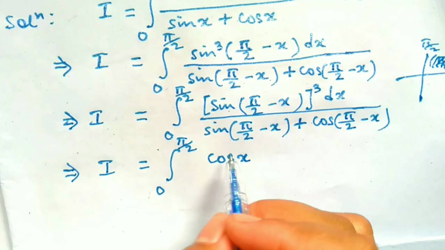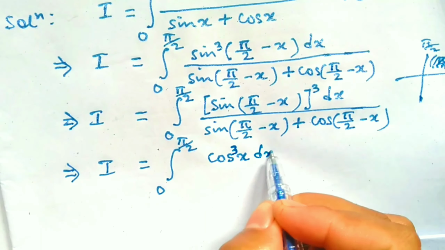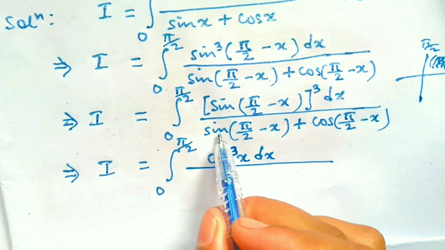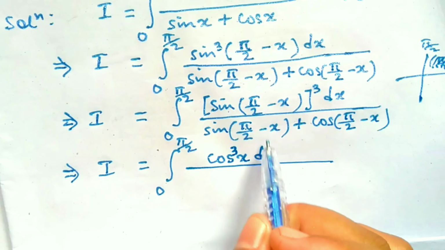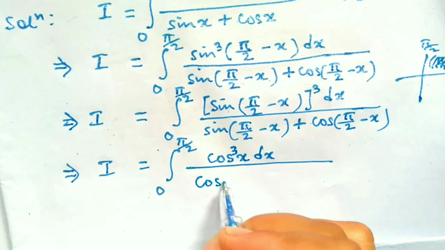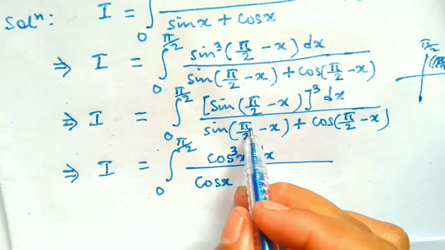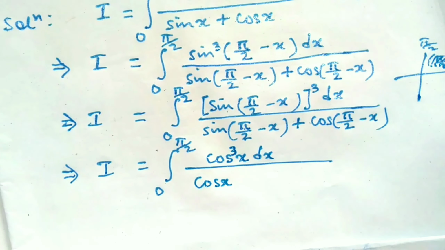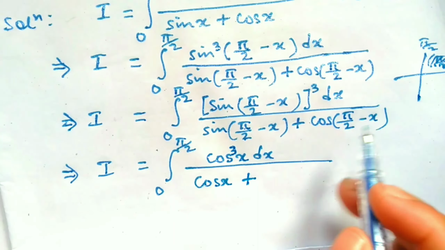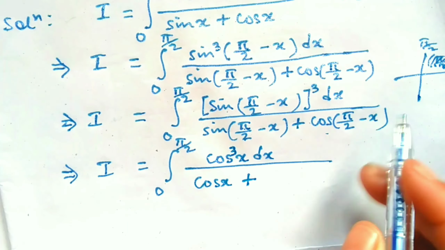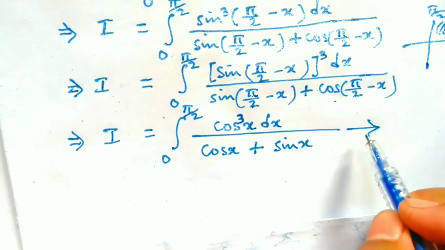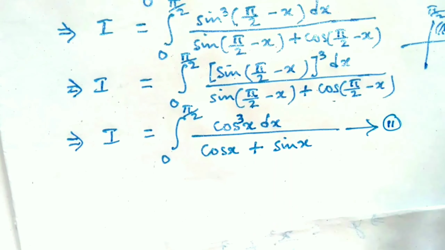We have cos x with this cube dx. In the same way here, since we have pi by 2, sine will change into cos x, and again it will be positive because pi by 2 minus x is in the first quadrant. Plus, now here cos will change into sine. We mark this one as equation 2.